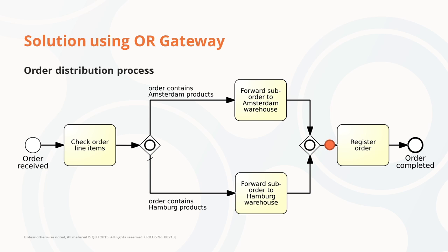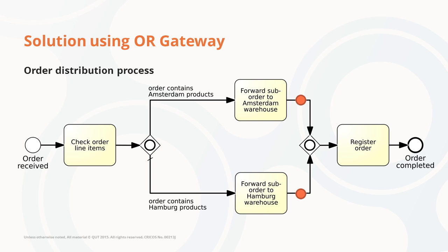But if, like in this scenario, both conditions can evaluate to true at the same time, meaning that the order contains both products that are in Amsterdam and in Hamburg, then the OR split will generate two tokens, one for each outgoing branch. Hence, the two branches will be performed in parallel. They will be performed independently of each other in any order. So for example, the activity forward suborder to Amsterdam warehouse was faster than activity forward suborder to Hamburg warehouse.